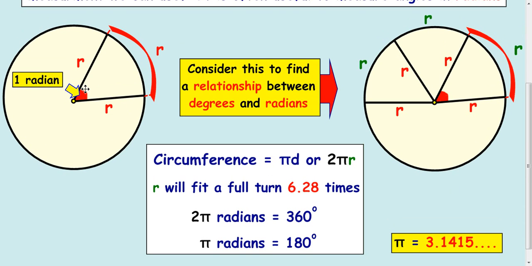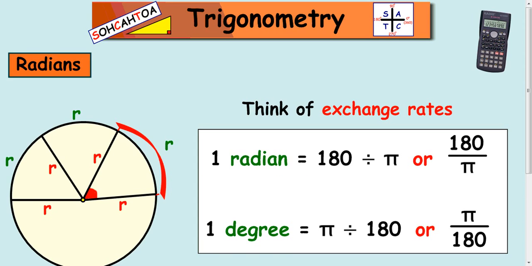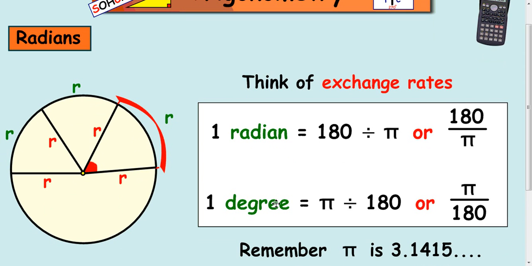So what does that work out in degrees? Well, when you take 180 and you divide it by pi, you get 57 point something or other. But we don't like to round things here. We like to keep it as exact values, so we just leave it as 180 over pi, like this. So 1 radian is equal to 180 over pi. And the opposite, which is 1 degree, you do the opposite, which is pi divided by 180, so 3.14 divided by 180.